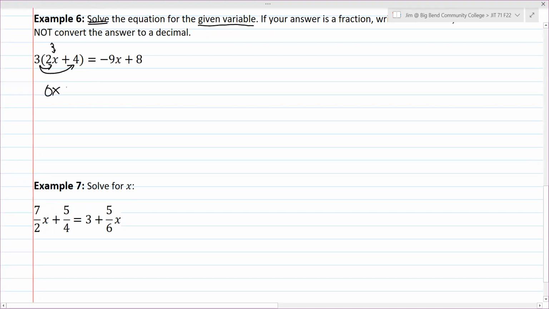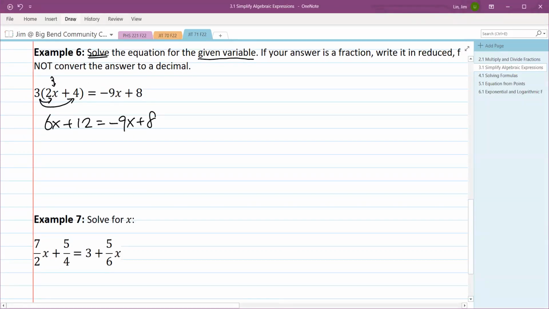So 3 times 2x, 6x, 3 times 4, 12. The left-hand side equals the right-hand side, which is -9x plus 8. Okay, right. Now you see that? Now this is when you have all the terms separated. In the past, we only had 1, 2, 3 terms. And now we have 1, 2, 3, 4. So when the terms are separated in this way, this is when you simplify and start isolating x. Think about the mathematical reasoning. All right, then let's proceed.